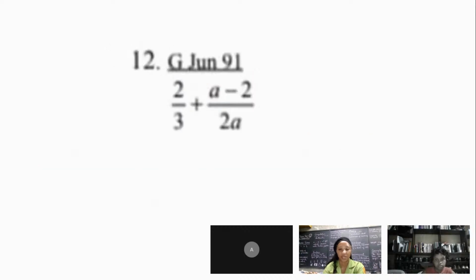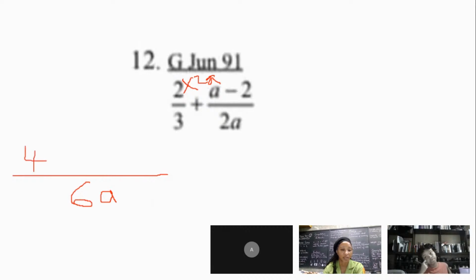So, madam, it's your turn again. Okay, miss. So the lowest common multiple for 3 and 2a would be 6a, miss. So 3 into 6a goes 2a times. So 2 times 2a would be 4a. So that's 4a. And then plus 2a into 6a goes 3 times. So we're going to multiply a minus 3 by 3.